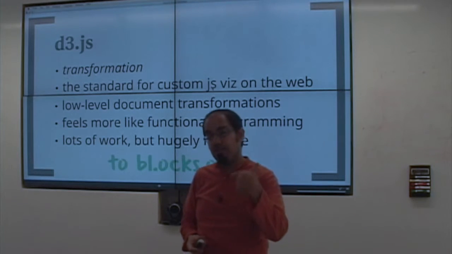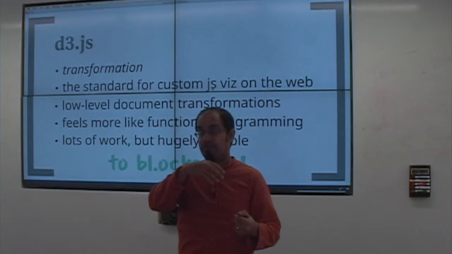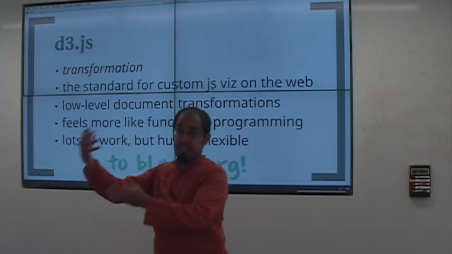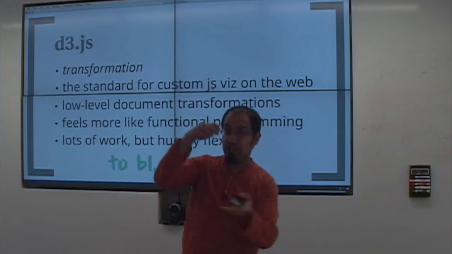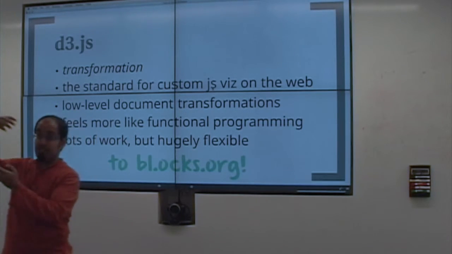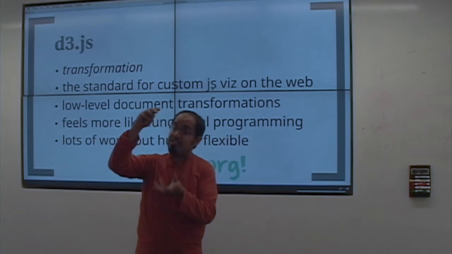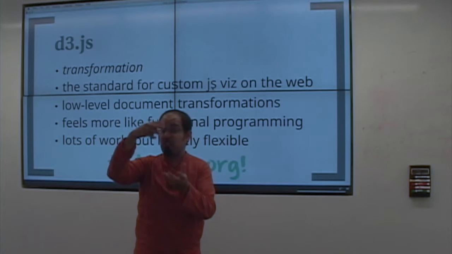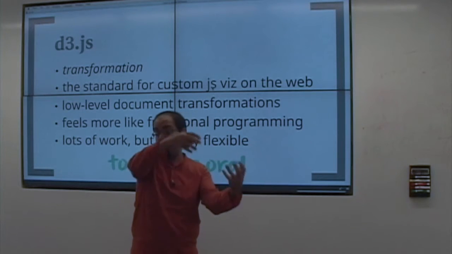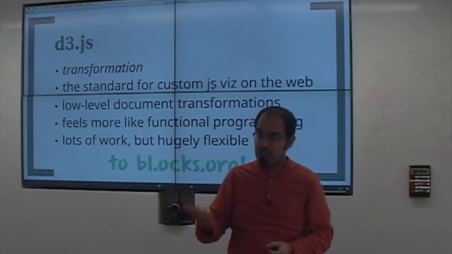It feels a lot like functional programming. If you'll remember when I introduced functional programming at the start, the idea is that you produce functions that transform your data. It runs through your function, and then it turns into this. And then it runs through another function, and it turns into this. So it does transitions, and each transition doesn't hold state, right? It's not keeping track in the transition of what's going on. It's just transforming your data. It can take lots of work, but it's hugely flexible.